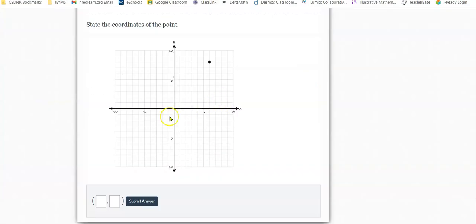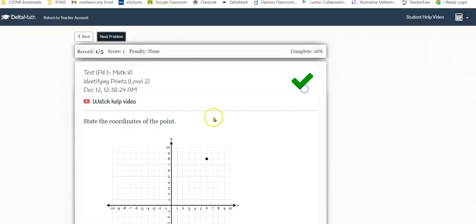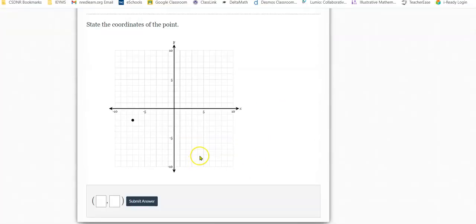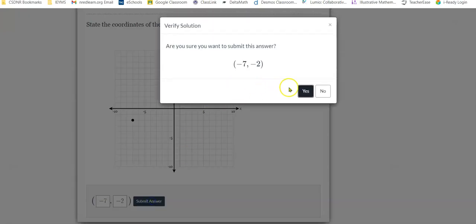To identify a point, you need to move left or right first. So I move over to 6, and then I move up 1, 2, 3, 4, 5, 6, 7, 8. So I type 6, 8. Again, you have to move left or right first to name a point. So -7 down 2 is -2. -7, -2.